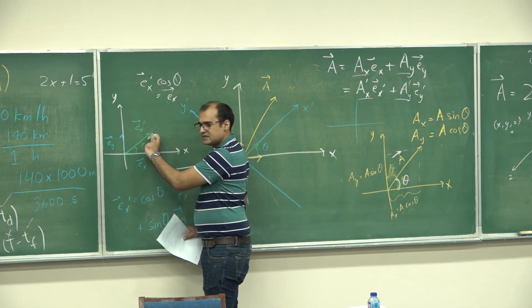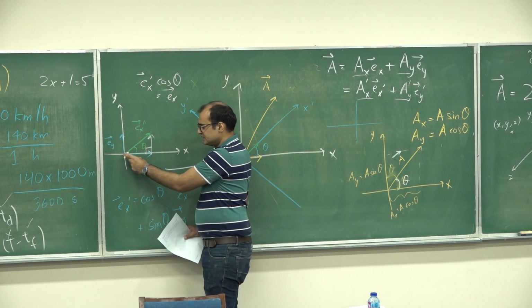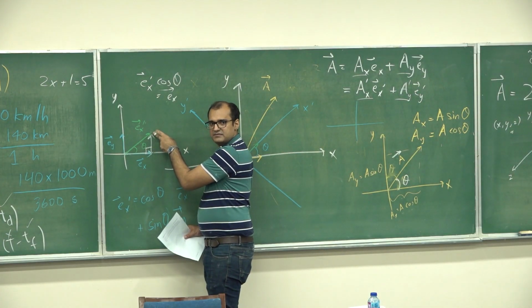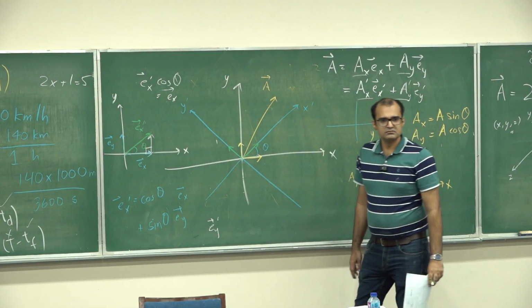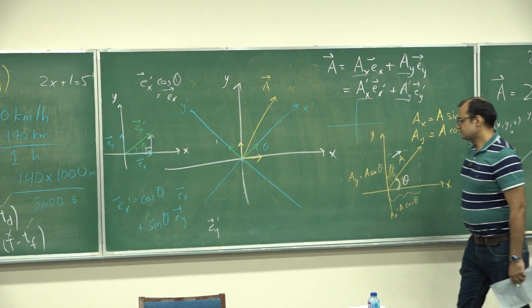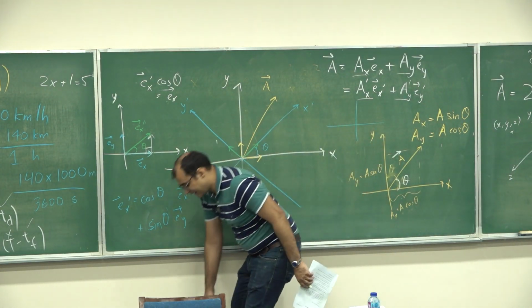Cos theta. What's the length of this thing? Sin theta. Cos theta EX plus sin theta EY will give you this arrow. That's exactly what I've written now. Okay? Make sure that you get this, okay?